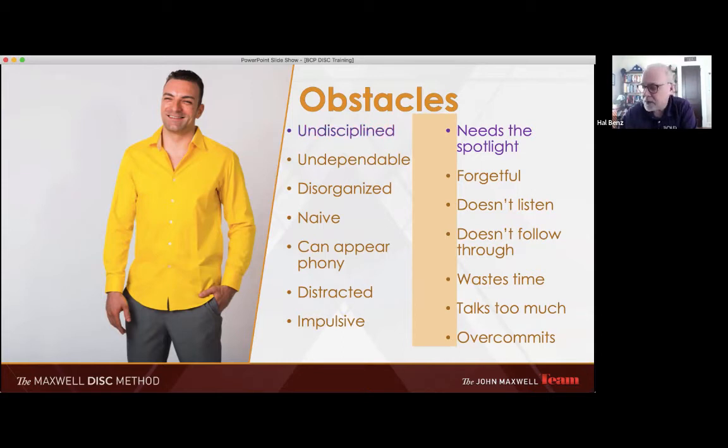They're a little bit unfocused. They're a little bit undisciplined. They tend to be disorganized. They can be a little bit naive. And sometimes that naivete comes from the fact that they are so optimistic and they always want to see the good in others. And sometimes that leads them to being just a little bit too naive. They can sometimes come off as feeling too phony, too rah-rah. They're easily distracted. They can be impulsive. They can be forgetful.